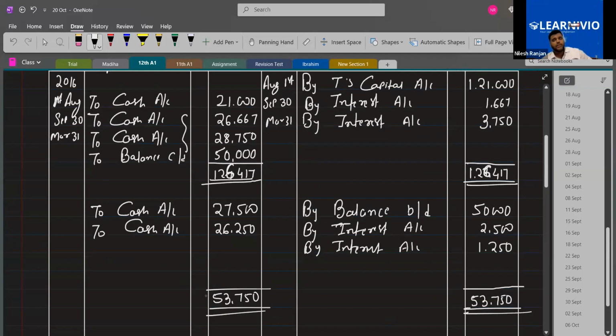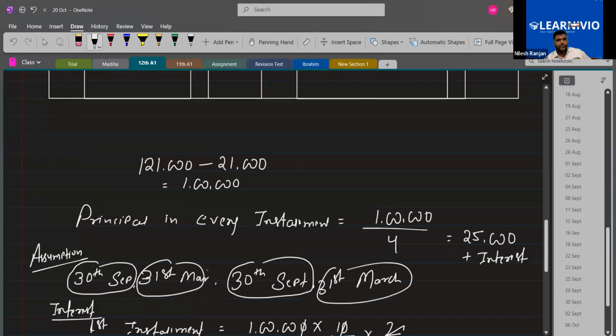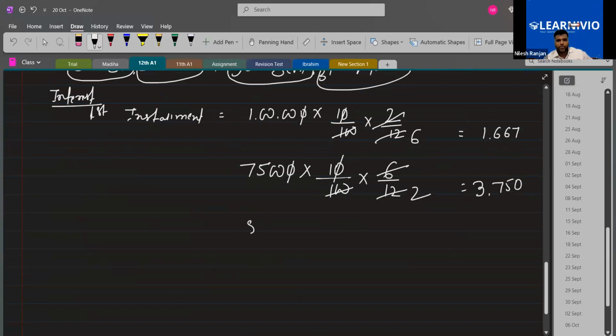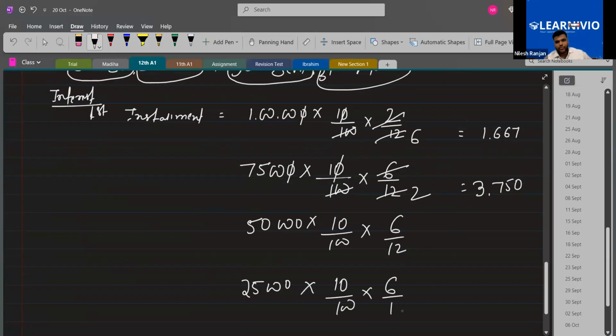That's why I have solved this one, because it can be confusing, half yearly one. Annually, you can easily prepare. There will be one interest and one installment payment. Actually, let me calculate the interest for third and fourth installment. In third installment, the balance amount payable was 50,000, so into 6 by 12, and in fourth installment, it will be 25,000 into 10 by 100 into 6 by 12. So 1,250 and then 2,500. Is this clear?